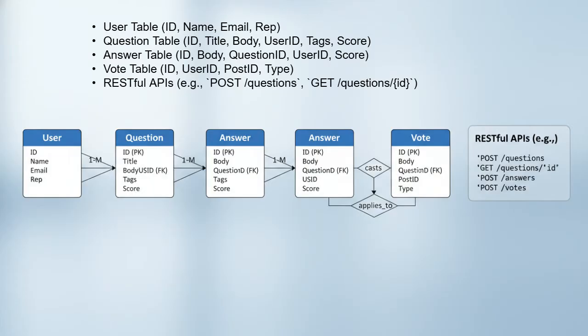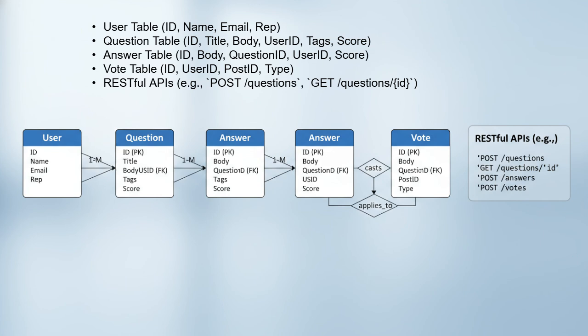For the detailed design, let's start with the data model, which is fundamental to how information is stored and retrieved. We'll need a user table to store user credentials and reputation, containing fields like ID, name, email, and reputation score. For questions, a question table would include ID, title, body, user ID, foreign key to user, tags, and score. Similarly, an answer table would store ID, body, question ID, foreign key to question, user ID, and score.